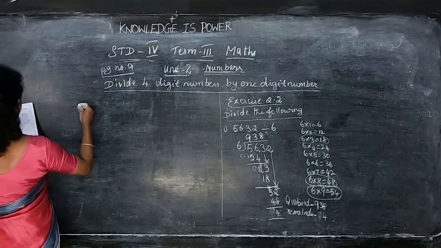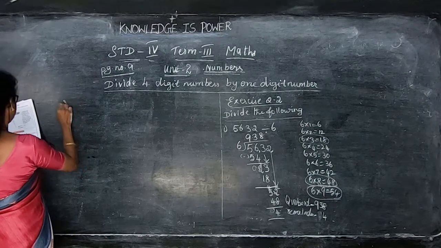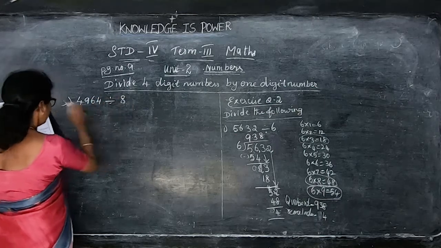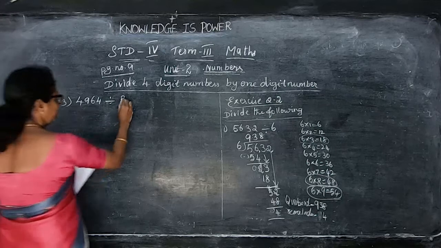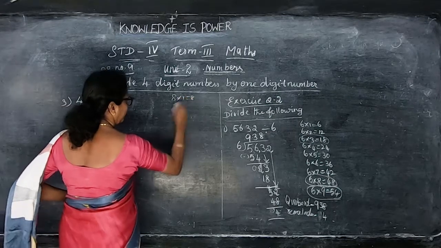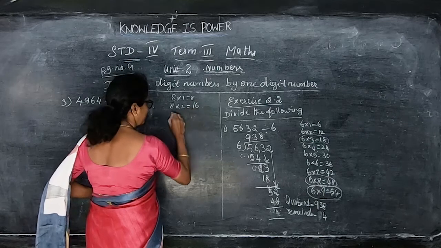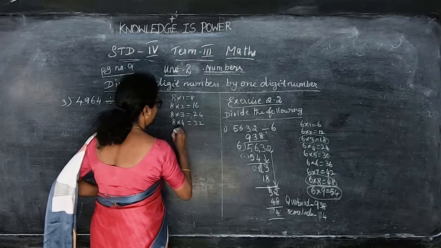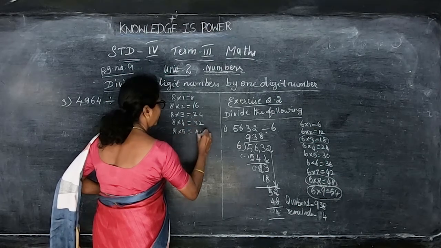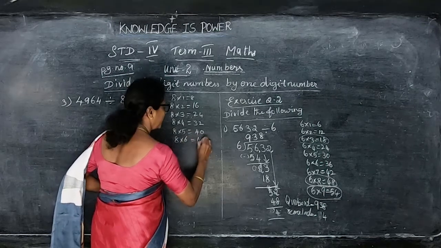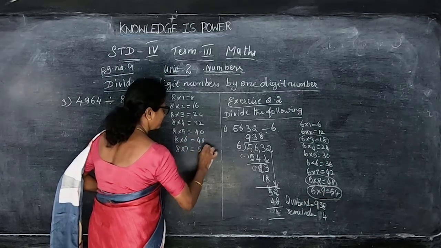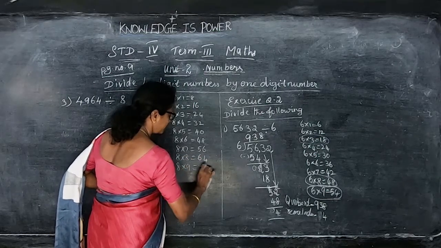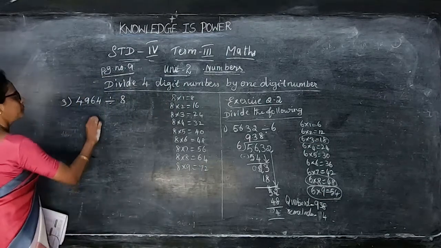That is, I will do this one, the third sum: 4,964 divided by, in the book the sum number is third. So we can write the 8 tables. 8 ones are 8, 8 twos are 16, 8 3s are 24, 8 4s are 32, 8 5s are 40, 8 6s are 48, 8 7s are 56, 8 8s are 64, 8 9s are 72.